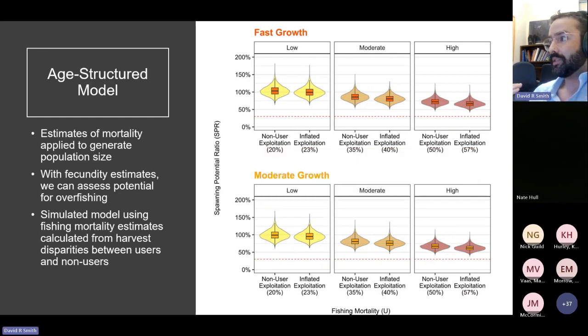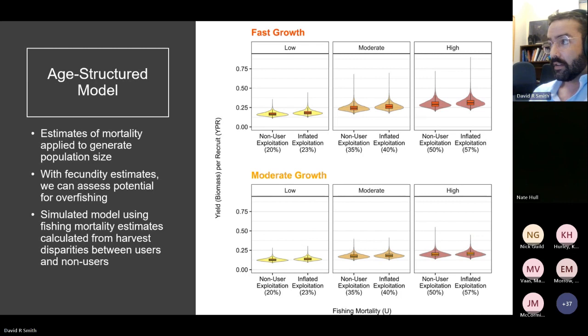And as you can see, even at the highest levels of exploitation, we don't have simulations reaching below our estimate of recruitment overfishing. And in fact, we upped exploitation all the way up to 80% to see what the response might look like. And we still had SPR values for both fast growth and moderate growth above our threshold for recruitment overfishing, indicating that the potential for recruitment overfishing within the parameters that we set up for our age-structured model is pretty low.